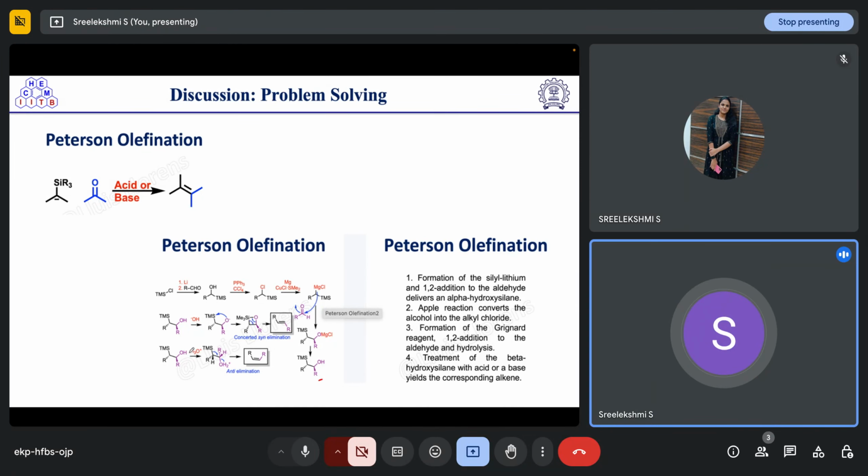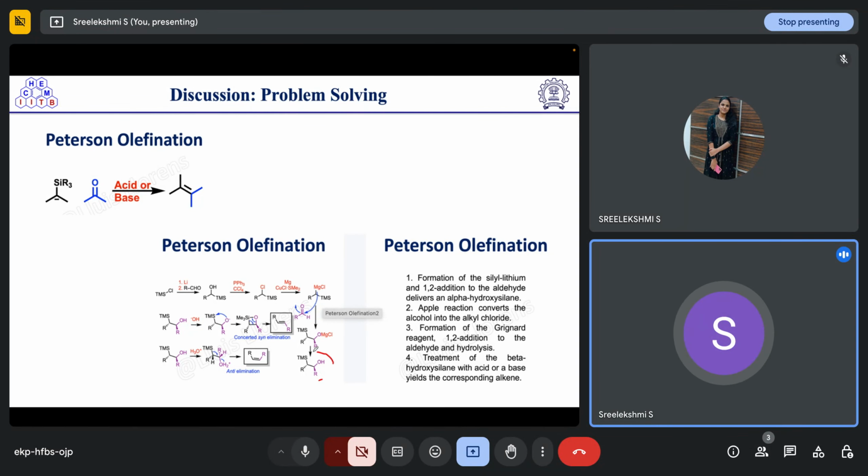Now once we have this alcohol, in acidic condition we will get this anti-elimination product to get this alkene. And if this O minus is getting formed, this O minus will coordinate with the silicon of this TMS group to form this intermediate, and then a concerted syn elimination will take place to form this eliminated product. So which mechanism it follows depends on acid or base.